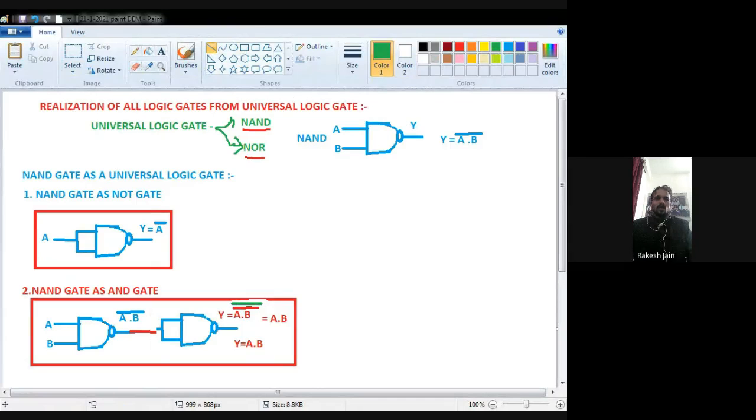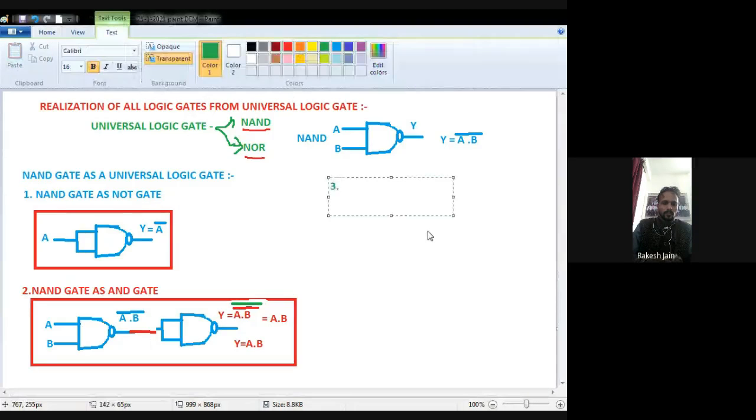Okay, now see a NAND gate as an OR gate. NAND gate as an OR gate. See very carefully. Now I am going to teach you about NAND gate as an OR gate. So, third.